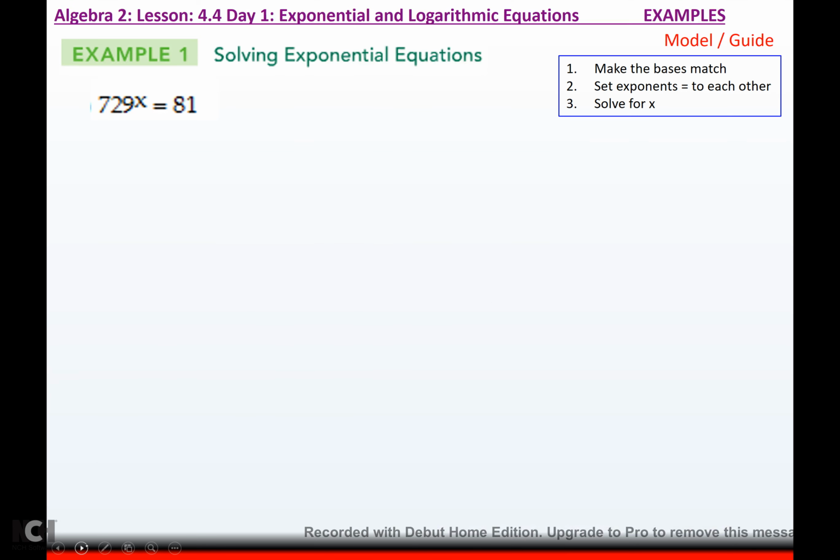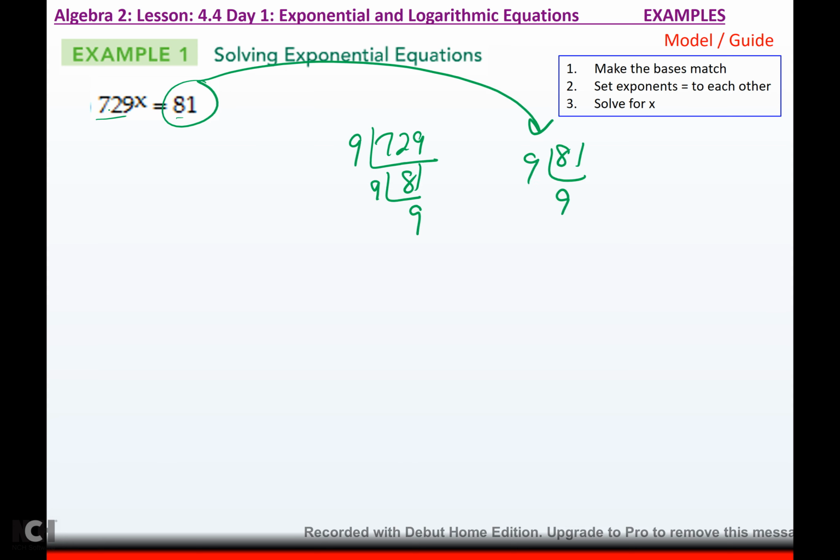Pretty easy breezy, eh? Alright, on this one, again, you could try and break 729 down by 81s, but if I did 729 divided by 81, I get 9. That isn't going to work. I need all 81s or it ain't going to work, which means I should probably break it down by 9s. So 729 divided by 9 is 81, divided by 9 is 9. 81, break it down by 9s is 9.